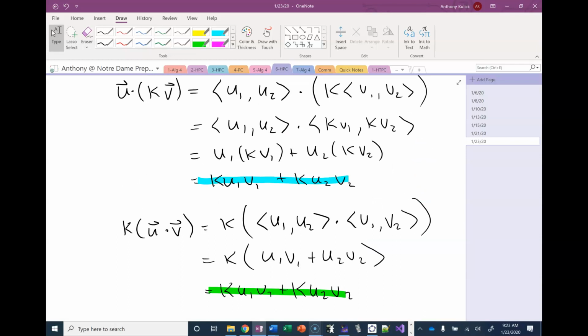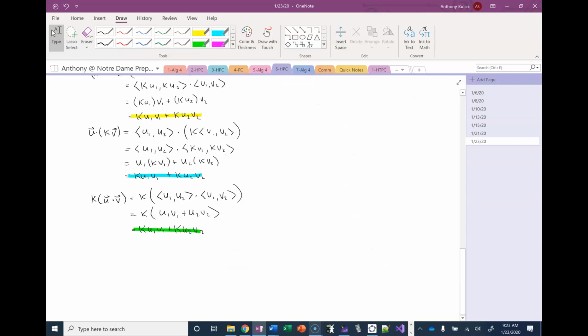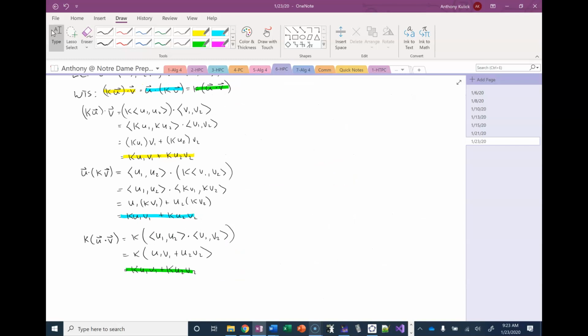So since they're all equal to the same thing, they must all be equal to each other, right? Alicia? One has a tail, the other doesn't.